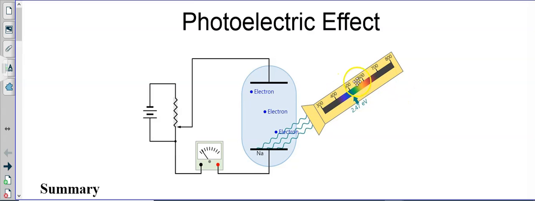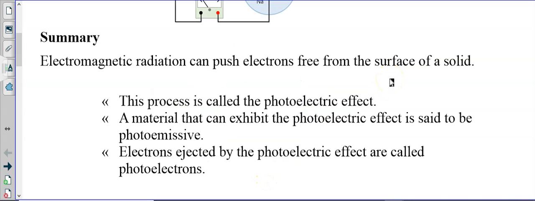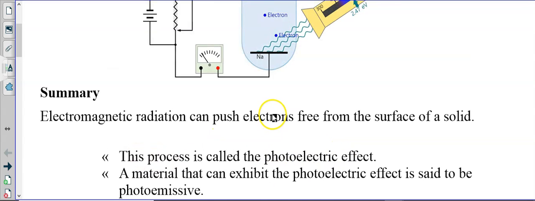Certain colors of light, when shined onto a certain piece of metal, in this case sodium, eject electrons, which will be known as photoelectrons, which then fly across this open space between the parallel plates, and then a current is measured. In summary, electromagnetic radiation can push electrons free from the surface of a solid, and this process is called the photoelectric effect. A material that can exhibit the photoelectric effect is said to be photoemissive, and the electrons ejected by the photoelectric effect are called photoelectrons.